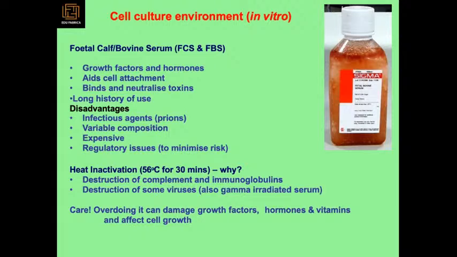We need to heat-inactivate this FCS, FBS by keeping it at 56 degrees Celsius for 30 minutes, so that the complement and immunoglobulins are destroyed, and some viruses, if present, could be destroyed too. But if we overdo this heating, we can damage some growth factors, hormones and vitamins, which will affect the cell growth.